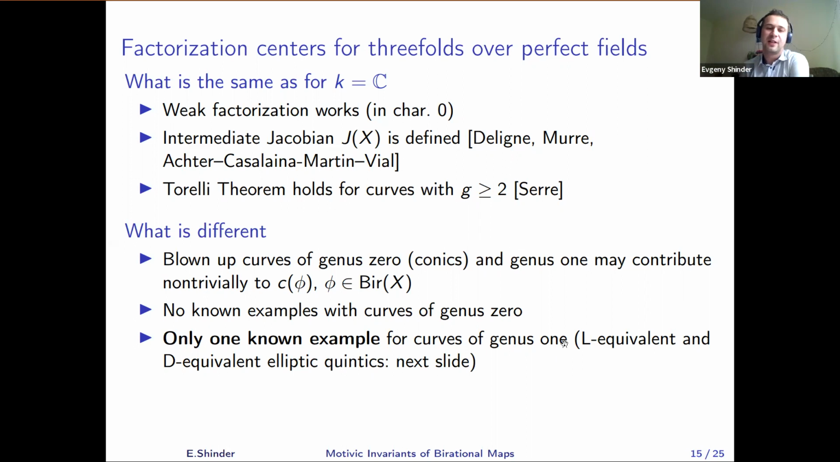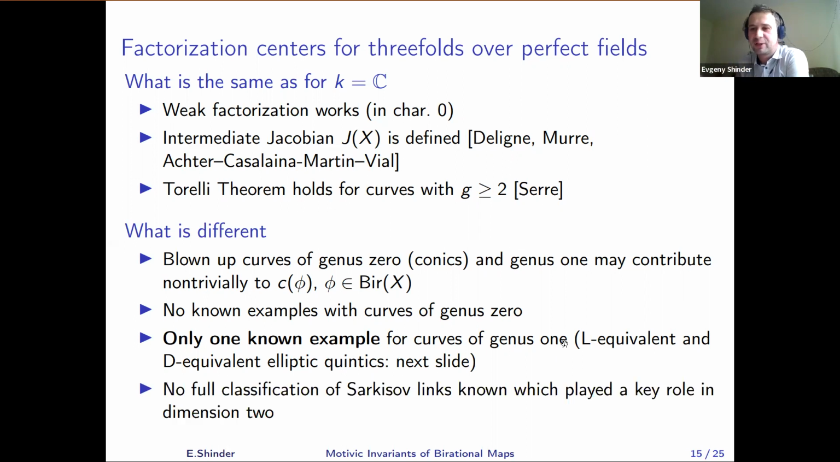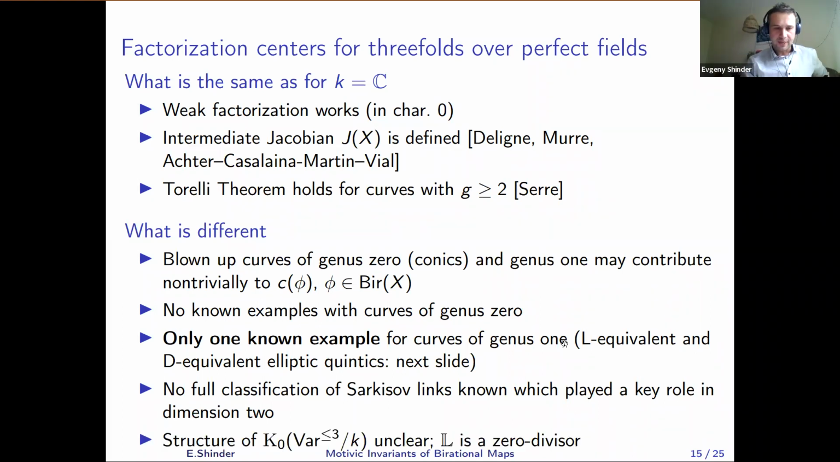So what's different from dimension 2 to dimension 3? In dimension 2, we showed that the invariant is 0, and we used the classification of Sarkisov links. Here we have no such classification, and therefore it's not easy to see what exactly is in the image of the invariant. As another consequence, when we look at Grothendieck varieties up to dimension 3, the structure is already more interesting, and L is a zero divisor for the first time in this setting, where we look at three-dimensional varieties over a perfect, non-closed field.